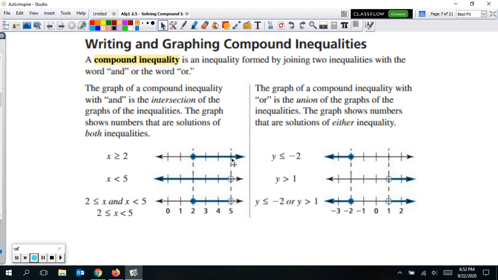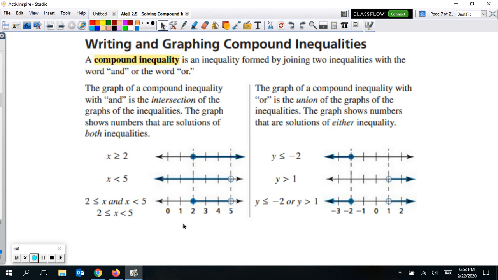We see here's a graph of an inequality. Here's a graph of another inequality. If we put those together, we can combine them and make this inequality. So here's the compound one, where it's got the two holes and shaded in between. Or here's another one where we see an inequality going in the negative direction, and here's one, again with an open hole, going to the right. If we put those two together on the same number line, that now is called a compound inequality.